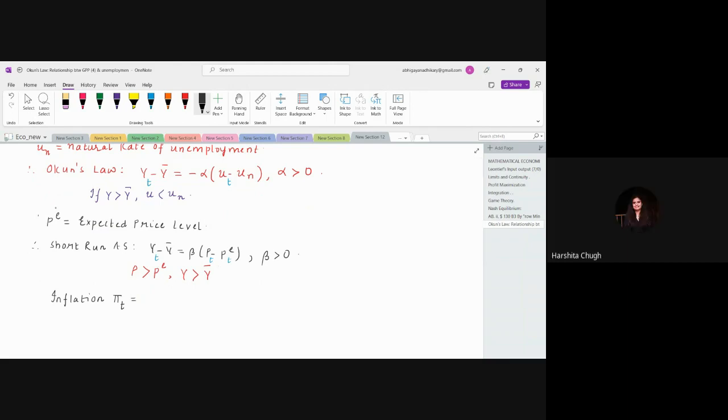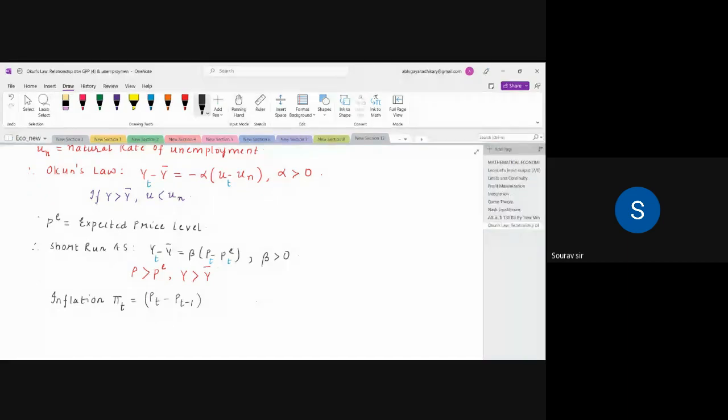Increase in prices. Yeah, PT minus... increase in price. So it's something like PT minus PT minus 1, right? That's what it is. Okay. Although there are others, but I don't want to complicate the calculation for you, so let's stick to this.